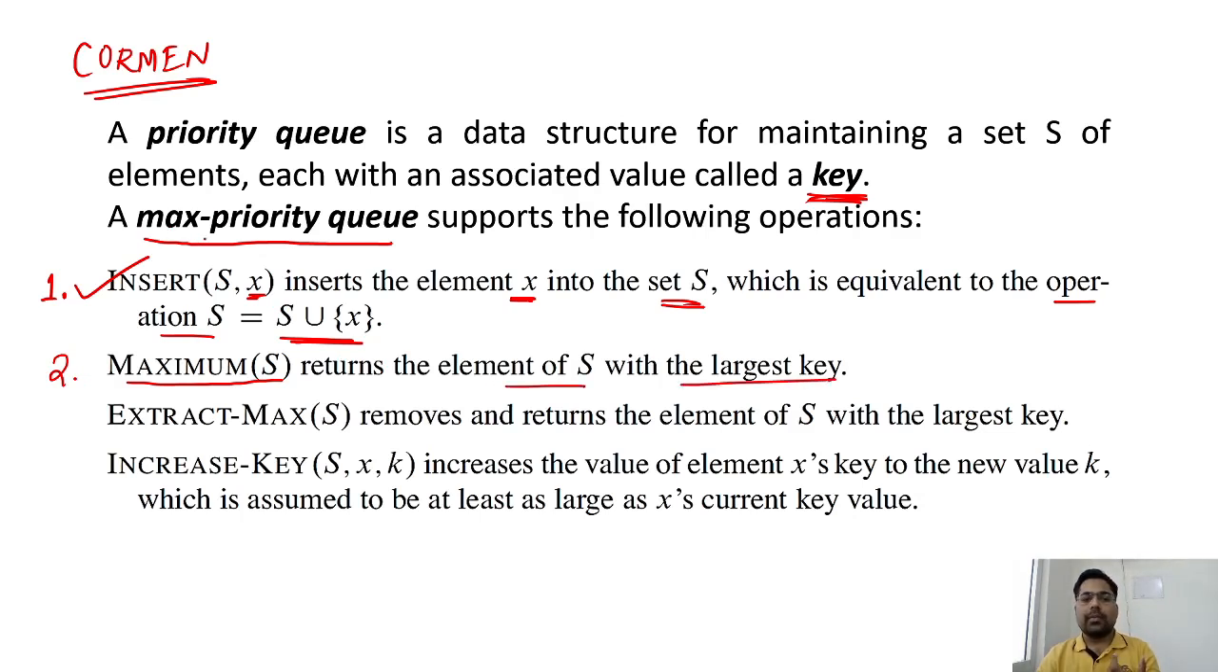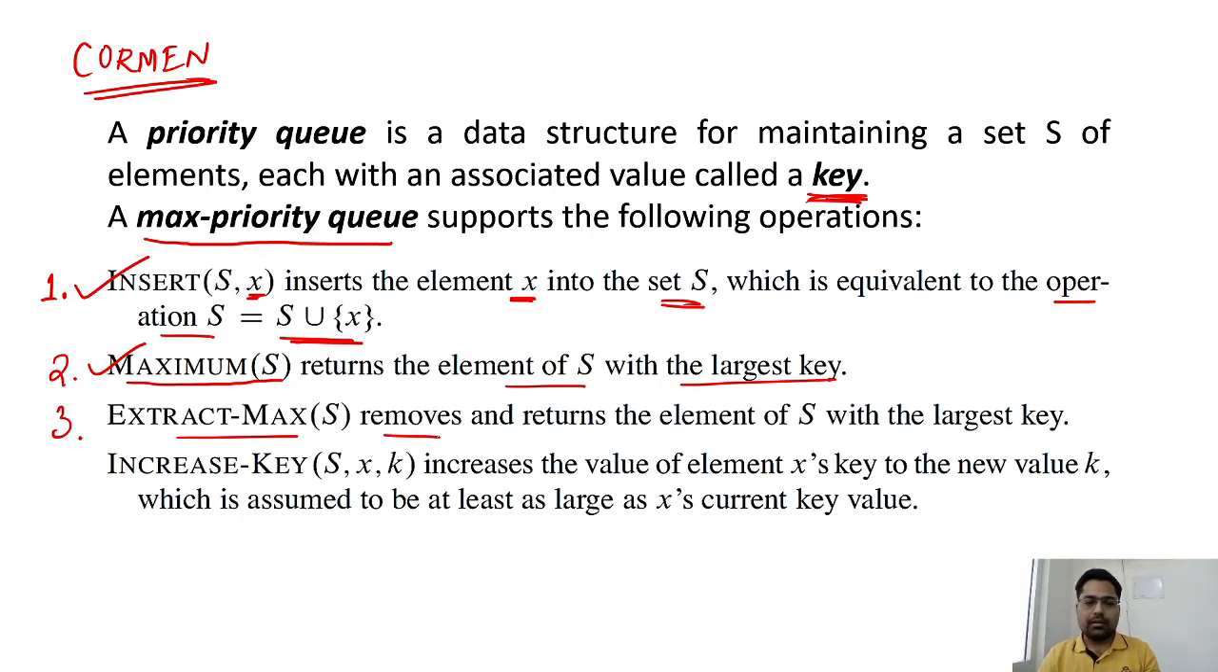Though we are focusing on max priority queue, these are the functions. If you're focusing on min priority queue, insert would be the same, not an issue. Whenever you're finding the minimum, you're finding the minimum element from the min heap. Next, the third one is extract max. Extract max means you are trying to find out, or remove.